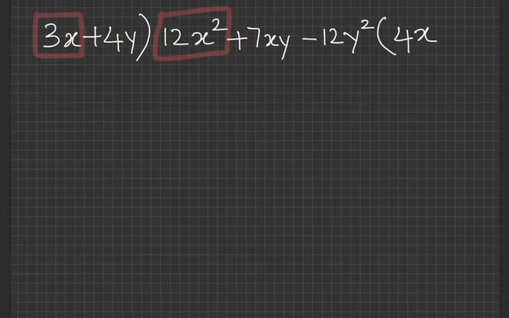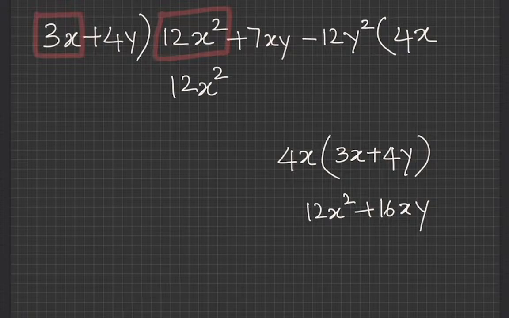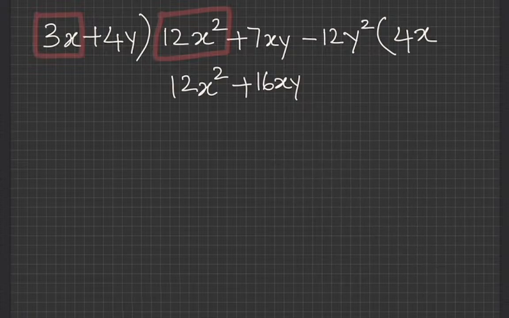Now I'm going to multiply 3x plus 4y by 4x. So what am I going to get? It is 12x squared plus 16xy. Correct? So that's what I'm going to put that value now. Those terms, 12x squared plus 16xy. Subtraction sign.